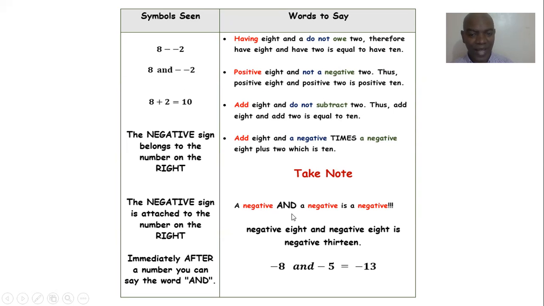Take note, a negative and a negative is a negative because "and" in arithmetic is a plus. A negative 8 and a negative 5 is a negative 13. We did that already. Negative 8 and negative 5 is negative 13. So it's a common mistake. Some persons may say a negative and a negative is a positive. No, a negative times a negative will give you a positive. Always bear that in mind.